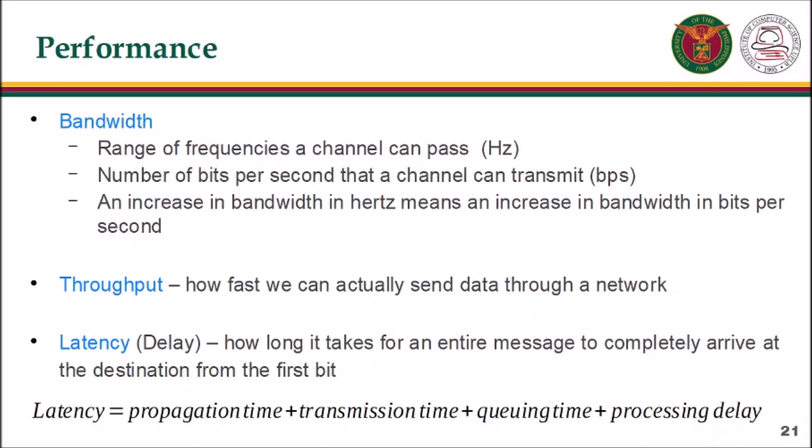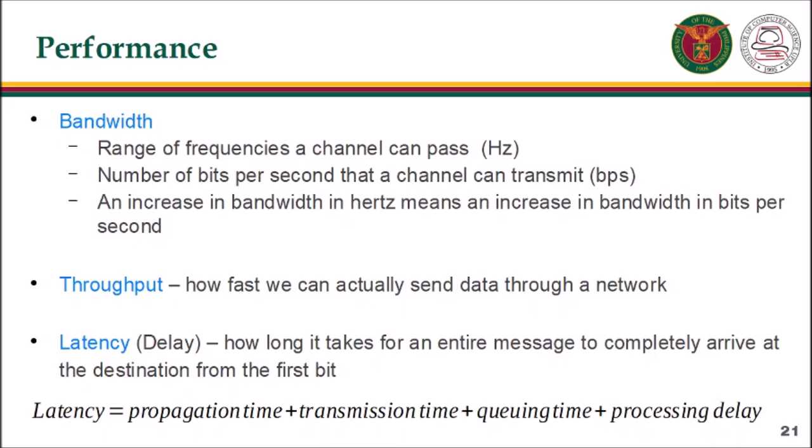The throughput is a measure of how fast we can actually send the data through a network. Although at first glance, bandwidth in bits per second and throughput seem the same, they are not. The bandwidth is a potential measurement of a link. The throughput is an actual measurement of how fast we can send data.